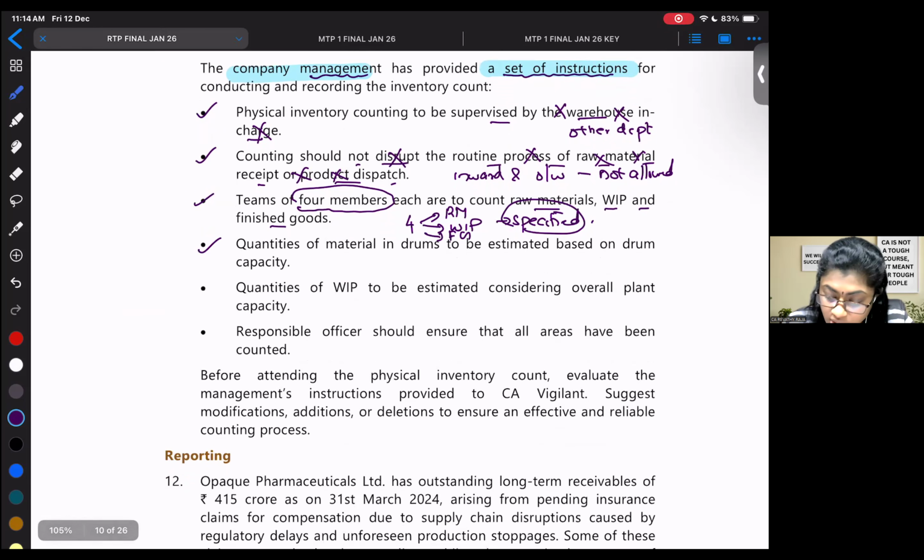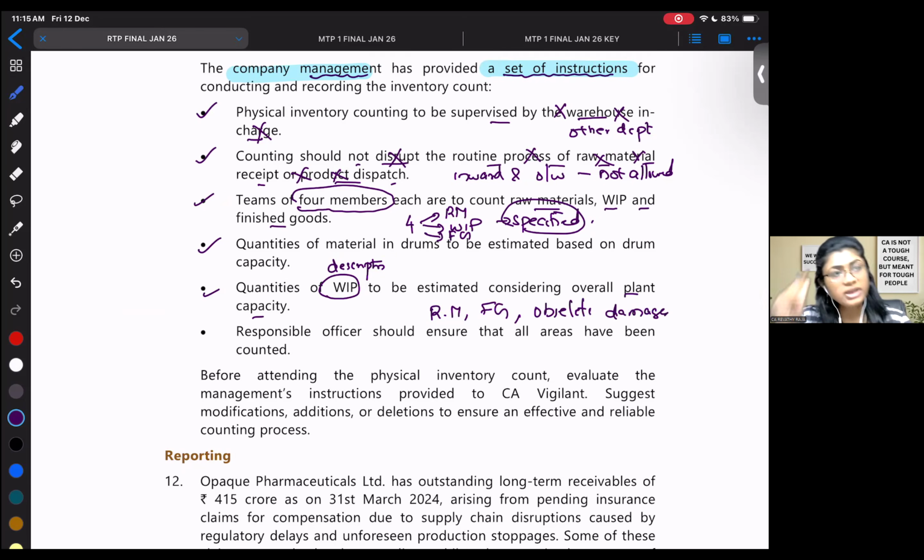Next. Quantities of raw material in drums to be estimated on drum capacity. That's okay, but they should give the description. Quantities of work in progress considering overall plant capacity. Any issue? See, they are saying only work in progress. Did they say about raw material? Did they say about finished goods? Did they say about obsolete or damaged goods? No. So the instruction is incomplete.